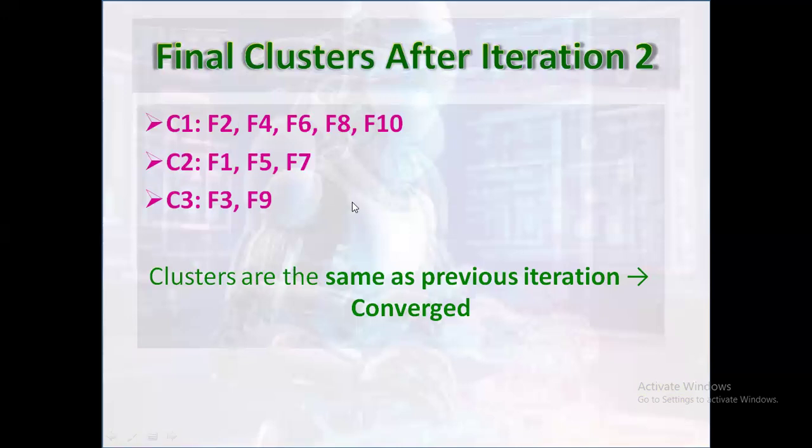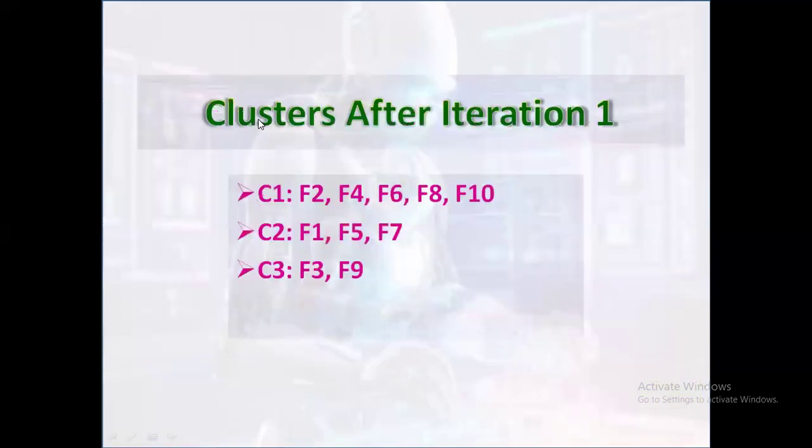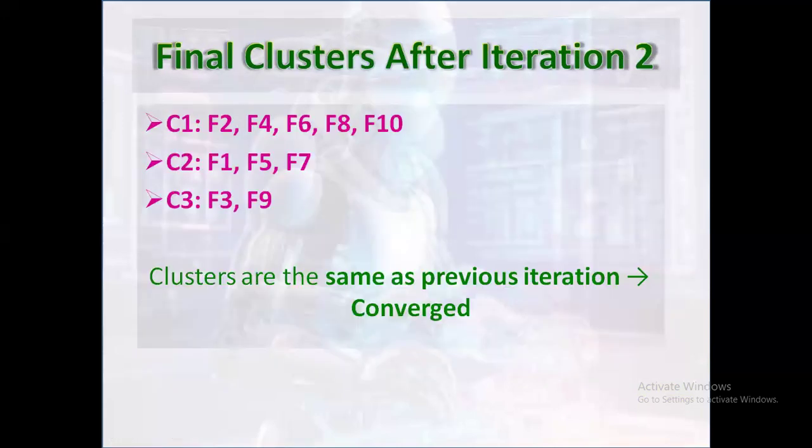Complete means that if the second iteration gives whatever we got in the first iteration, if it has been repeating, we come to the conclusion that compared with the previous iteration, the algorithm has converged.